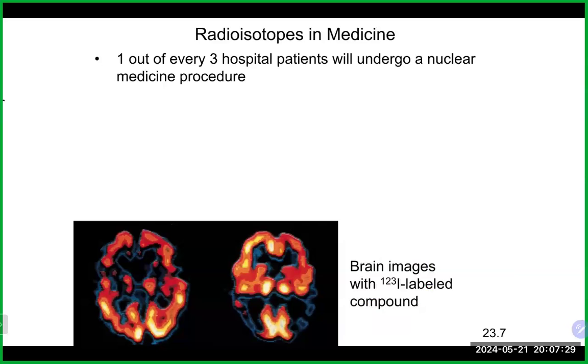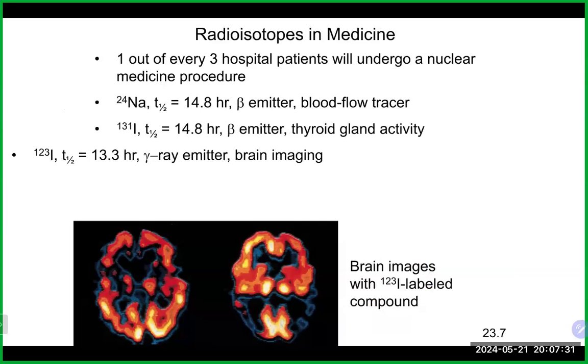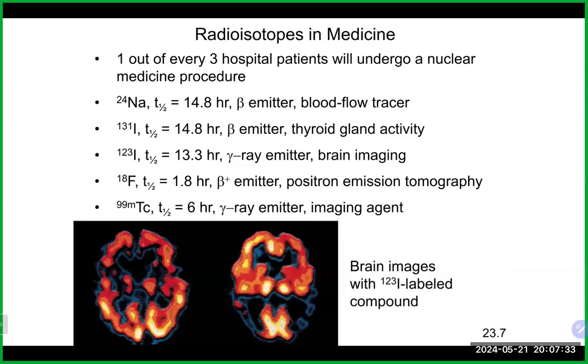We also can use radioactivity a lot in medicine, and in terms of half-life, clearly, if you're using something in medicine, you would want something with a very small half-life. Here are some of the things they're used for: sodium 24, a blood flow tracer. Iodine 131 for thyroid. Fluorine 18, positron emission.